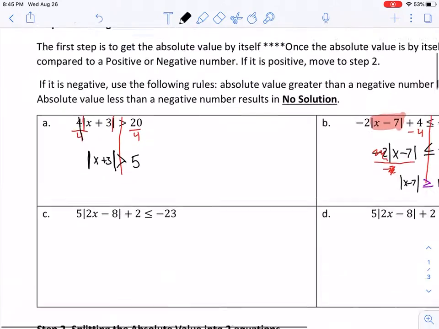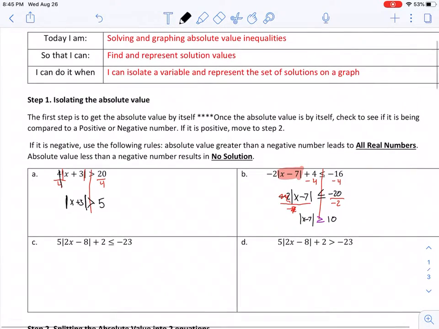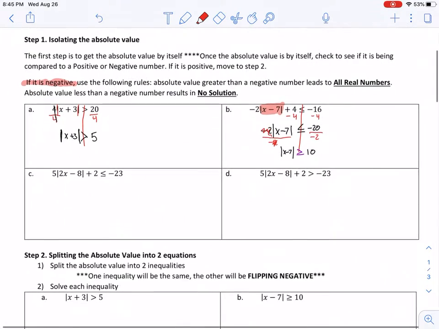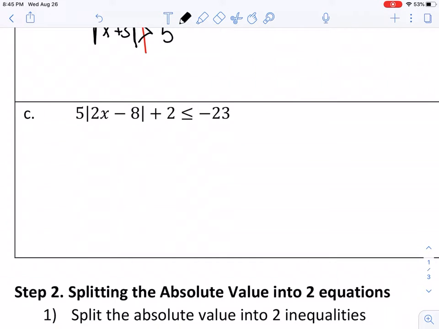If we have a negative answer, sorry, you're probably getting all dizzy as I zoom in and out here. If we get a negative answer, then we'll check this. If it's a positive answer, then we just move on to step 2. All right, let's continue working on these.